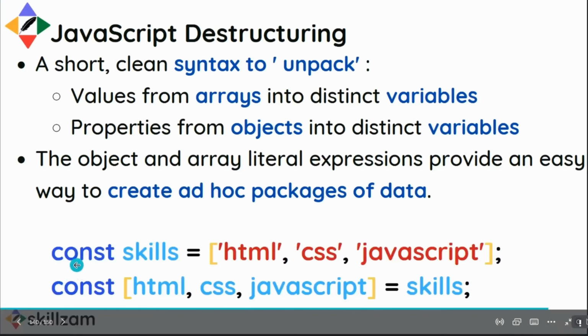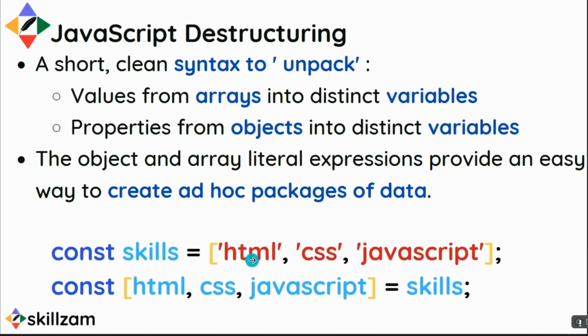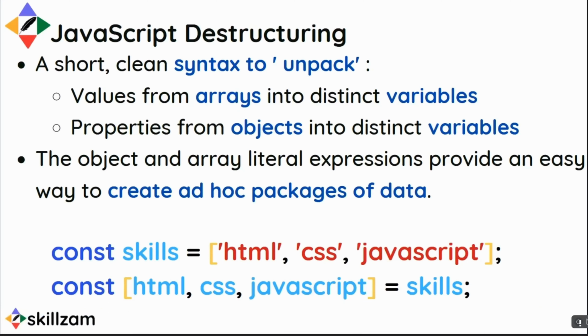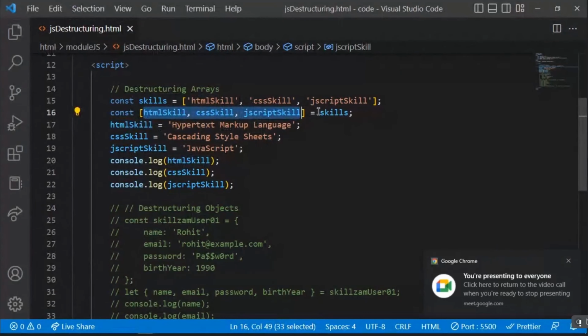It has a syntax like this: const skills, which is an array. The array contains HTML, CSS, and JavaScript, which are string values. The length of the array is 3 and the indexes are 0, 1, 2. Now, what is the syntax for destructuring an array? Const, then within square brackets you key in all the elements you want to make individual variables, and then equal to skills, which is the array name. Now HTML, CSS, and JavaScript become variables, and they have a placeholder and can store values. This is part of destructuring.